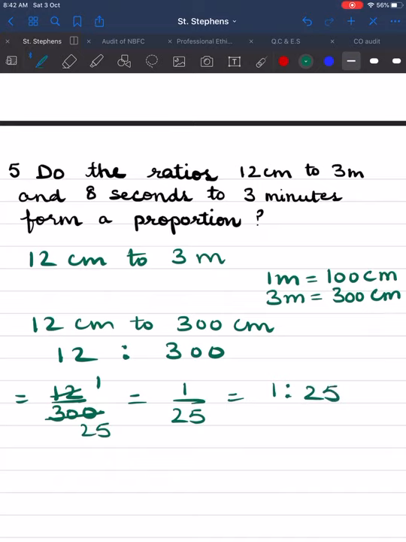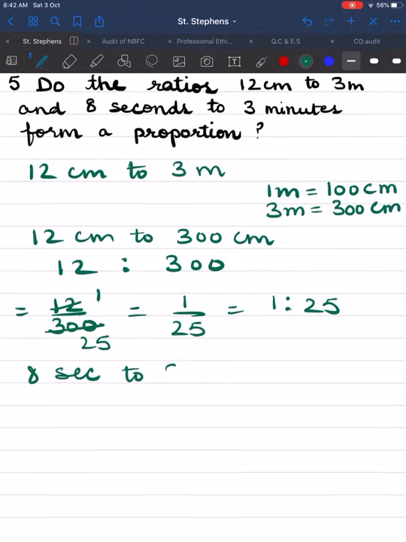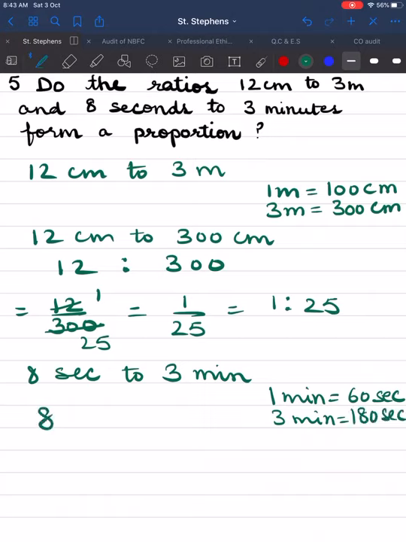Now let's find out ratio of 8 seconds to 3 minutes. Here again we have to convert minutes into seconds, and we know 1 minute is equal to 60 seconds. So 3 minutes is equal to 3 into 60 seconds, which is equal to 180 seconds. So we have 8 seconds to 180 seconds. So it is 8 ratio 180.